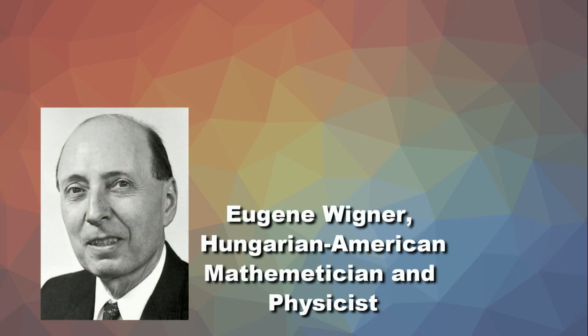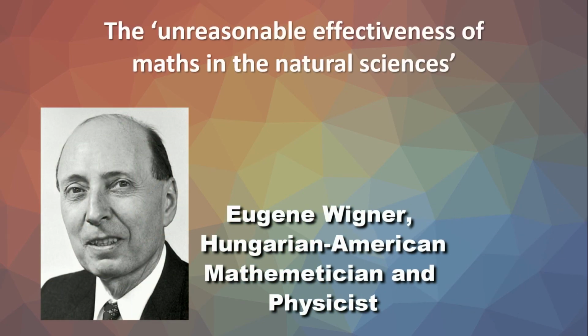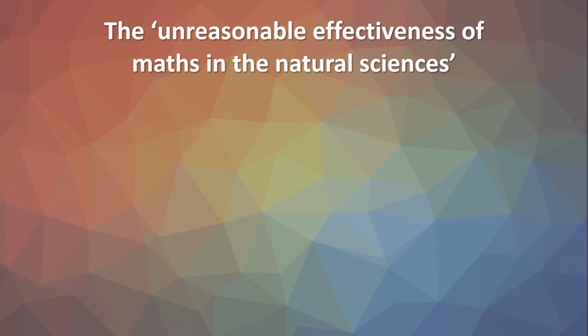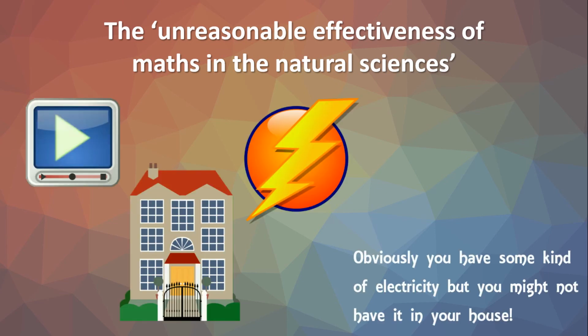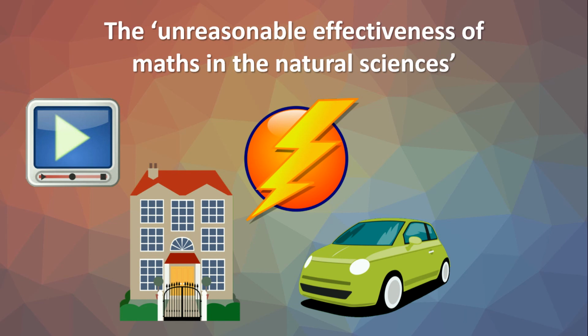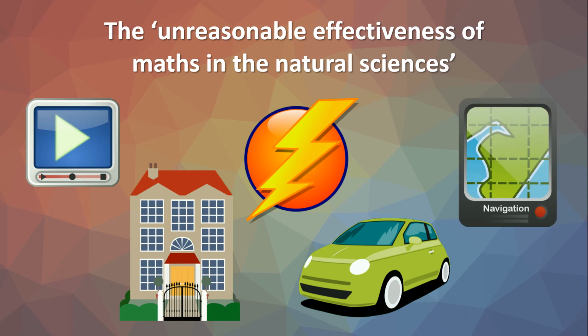Like I said, maths continues to work for all of these equations and others in physics, and we can see that maths really is ridiculously good at making pictures of what is happening in the world. Eugene Wigner called this the unreasonable effectiveness of mathematics in the natural sciences. Mathematics and physics is the reason why you can watch me on this video in your house, maybe with electricity and a car in your drive and a GPS to tell you where you are, and all of the other things that we have in the modern world.